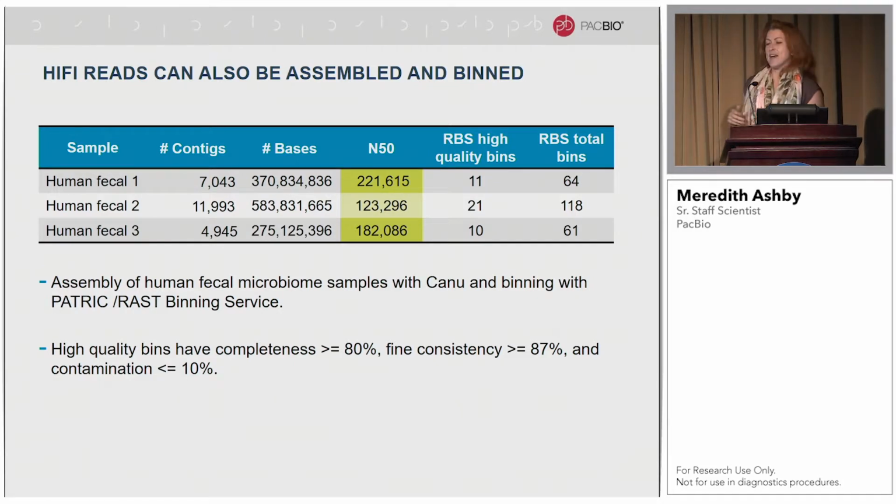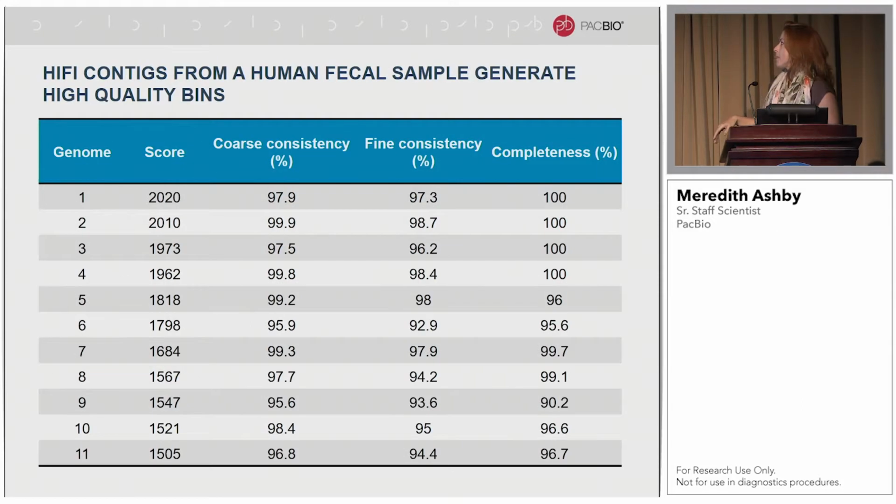And so the reason I mention that is because when you look at this data, you'll see that RBS scores things as either high quality or low quality bins. And you can see there's lots of bins, and only a subset of those are high quality, right? But if you look more closely, the ones that are high quality, they're not just high quality, they're knocking it out of the park, right? So the lowest here is 90% completeness, and the consistency is also very, very high. This is A+ work, right?